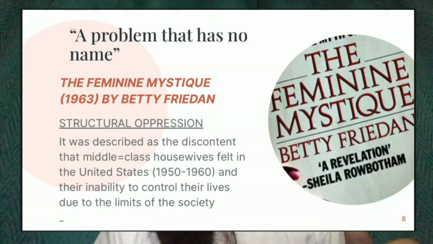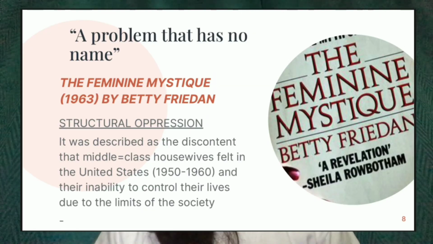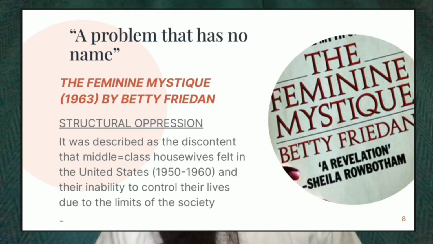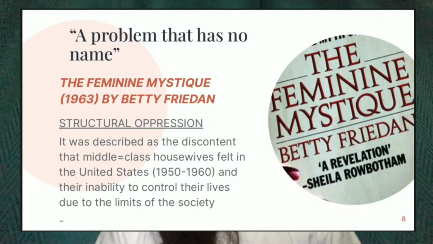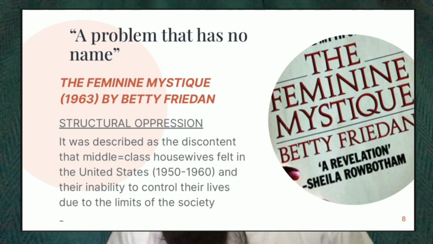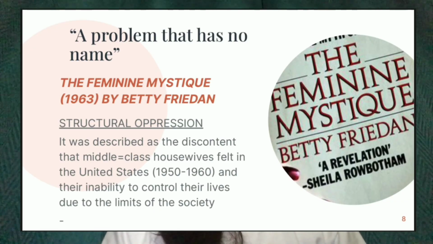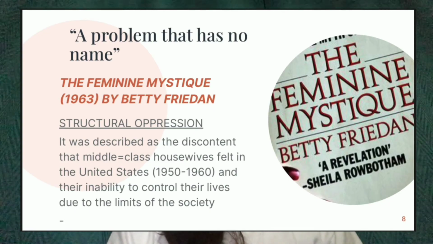Another thing that has been given as a problem that has no name was written in the book of Betty Friedan, The Feminine Mystique, in 1963. This book talks mostly about structural oppression. It described how middle class housewives felt discontented in the United States in 1950 to 1960.